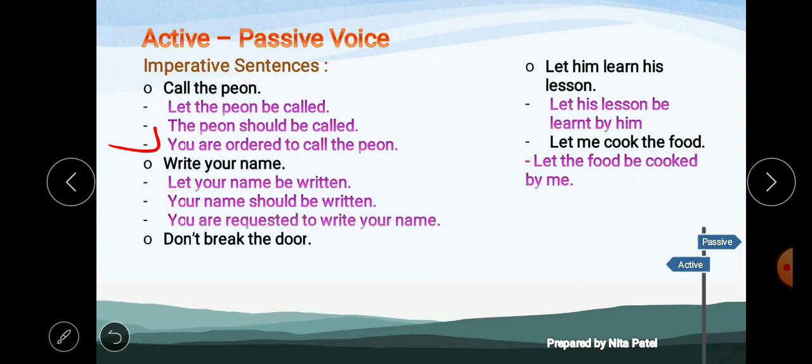Okay, another one. Don't break the door. Let the door, now negative is there, so we'll have to put not. Let the door not be broken. Before the to be form, we'll just put not. Next, second style. We'll put the door as our subject. So the door then should be. Now it is negative, so should not be. The door should not be broken.